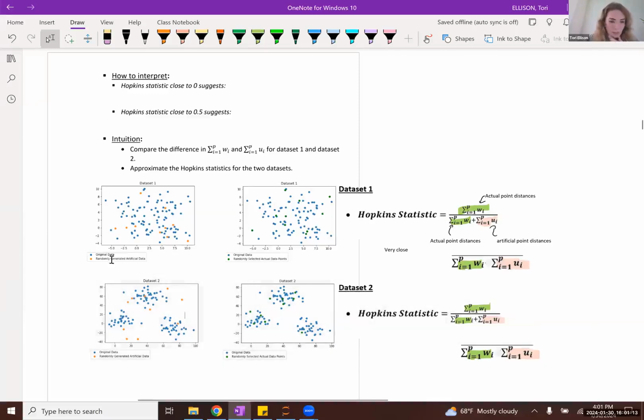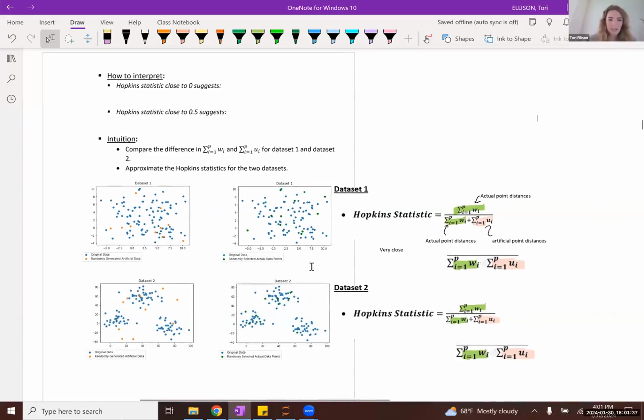So basically what I've done for you here is, these orange points are randomly generated artificial points, which were randomly selected in the range of values of this data set. And then the green points are randomly selected data points for each of these two data sets, which can give you a visual aid. So I would suggest taking a screen cap of this image if you need it. It's also in the notes.